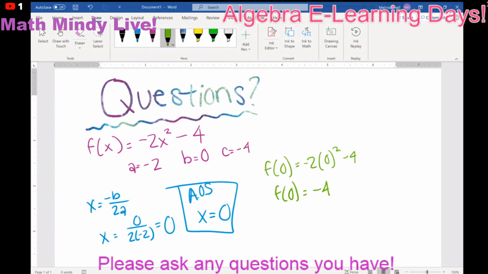If I wanted to find the zeros for this, technically, this is one that I could solve by square roots, because I can plug in 0 for y, because again, with x-intercepts, you're looking for when you're hitting the x-axis. And so if I do that, I would say 0 equals negative 2x squared minus 4. And then we're just solving.